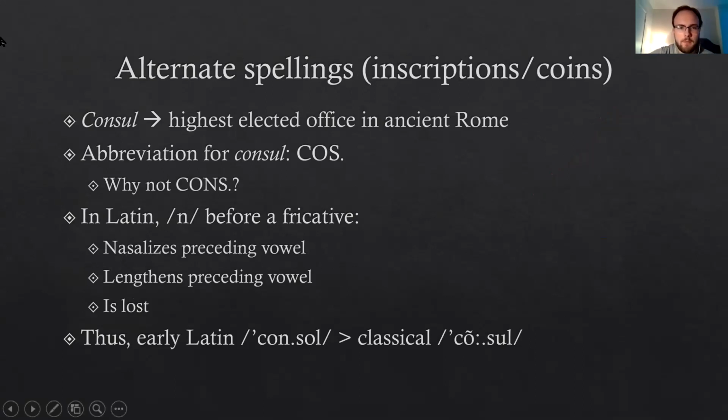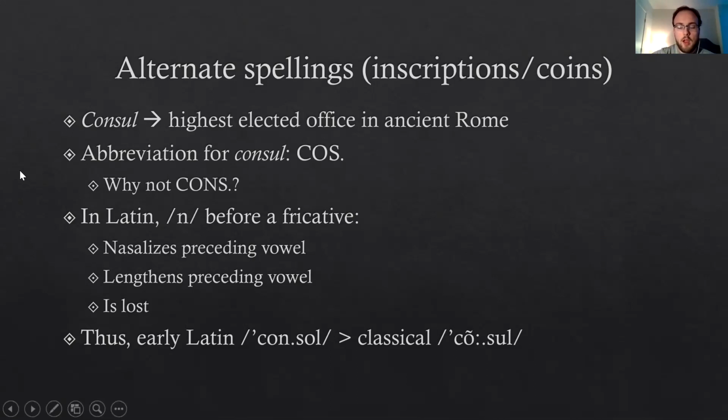So in classical Latin inscriptions, we have this word consul, as we probably say it in English nowadays, which was the high elected office in ancient Rome. And the abbreviation for consul in classical Latin is COS. Now, why isn't it something like CONS? Why does this N drop out in this instance?